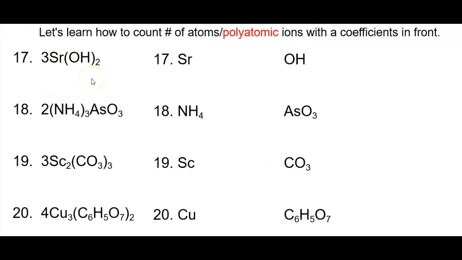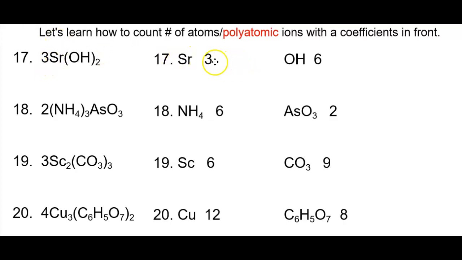Okay, so now we're going to do that same thing with the coefficients of 3, 2, 3, and 4 in front of these, but instead of doing atoms, we're going to do atoms and polyatomics. So if we have any polyatomics present, then we're going to treat them as units instead of atoms. That same policy will apply where you'll multiply the 3 through.